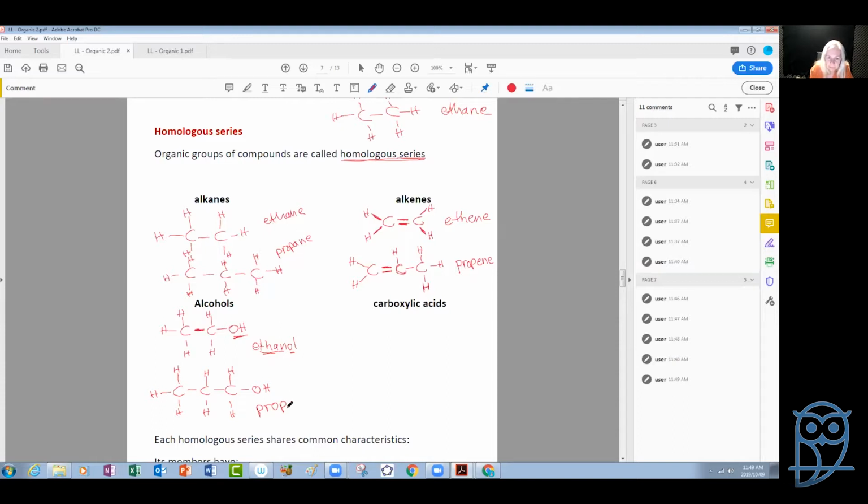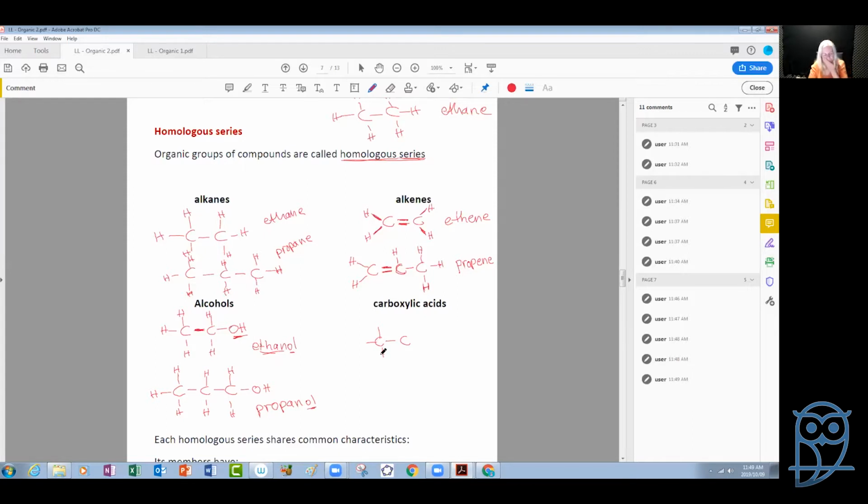Comes from propane, propanol. The ending, ol. The carboxylic acids again will have the same basic root, but the ending now will be different. Now, let me write down. Draw a carboxylic acid first, and then we'll explain what's going on.